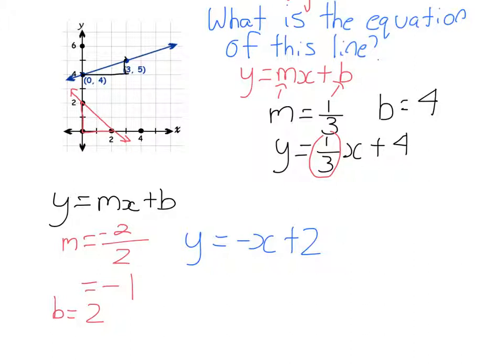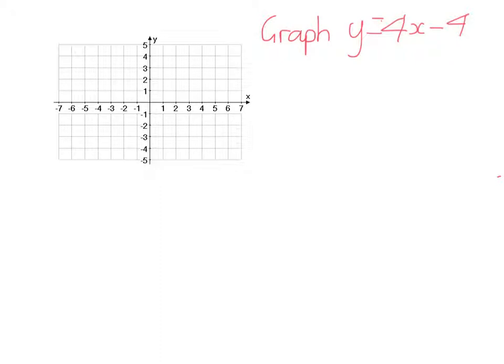I want to try now using y equals mx plus b to graph functions easily. Okay, so now we're going to try graphing y equals 4x minus 4. Now we can use this form y equals mx plus b to do that easily, because we know that the number by itself is the y-intercept, and the number in front of x, in this case 4, is the gradient.